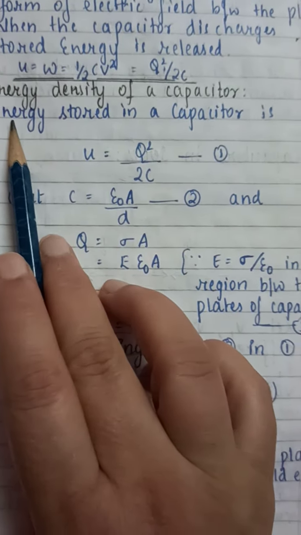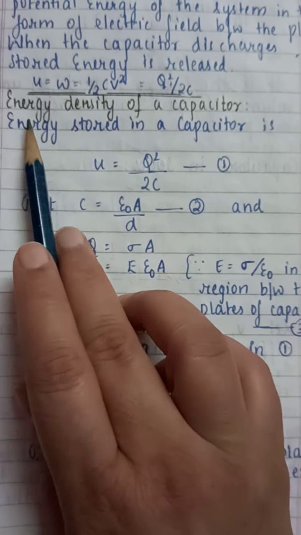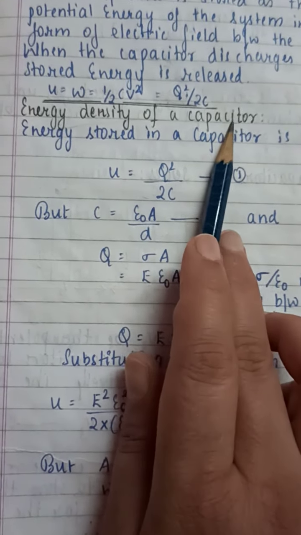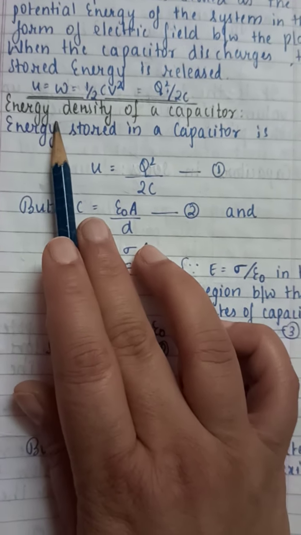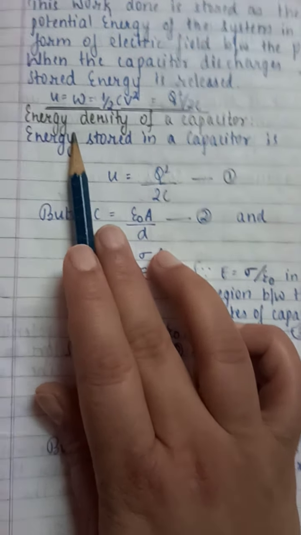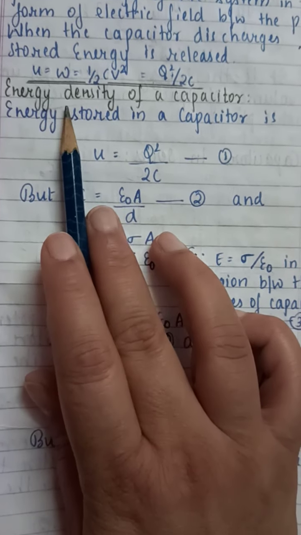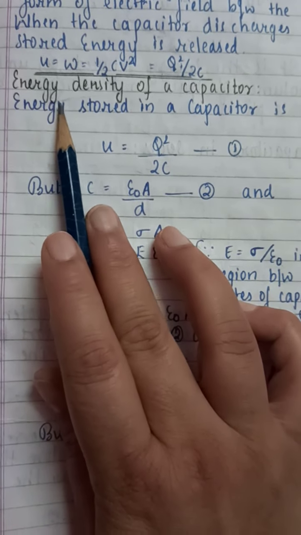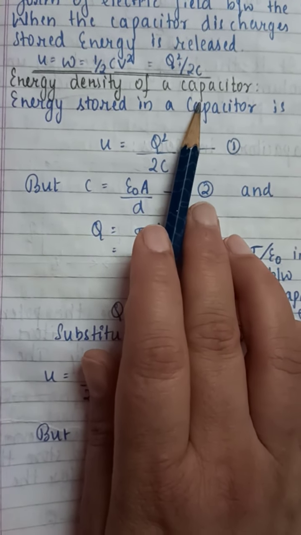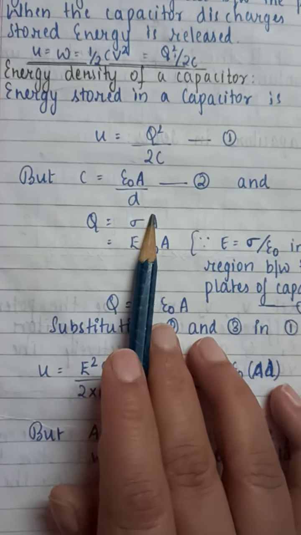Hello class 12 students. Today we will study the derivation for calculating the energy density of a capacitor. Energy density means what? Like mass density. Mass density means mass by volume. Similarly, energy density means energy by volume. So in a particular volume, how much energy is one capacitor storing, for that we derive this formula.